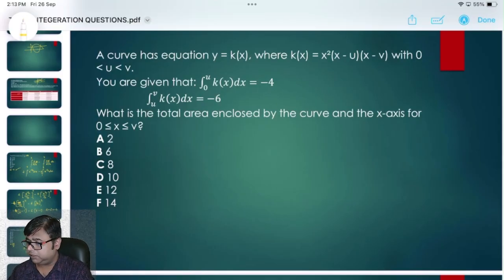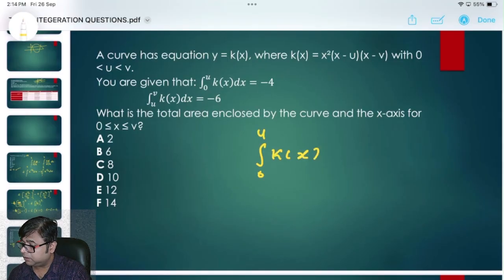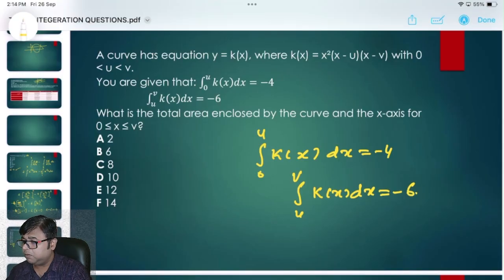Right. Now, in this question, a little different. This is a curve with the equation y equal to k(x), where k(x) is x squared into (x minus u) into (x minus v), with 0 less than u less than v. You are given that the integral from 0 to u of k(x) dx is minus 4, and from u to v of k(x) dx is minus 6. What is the total area enclosed by the curve and the x-axis for this?